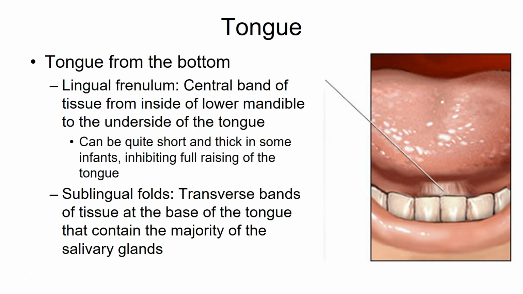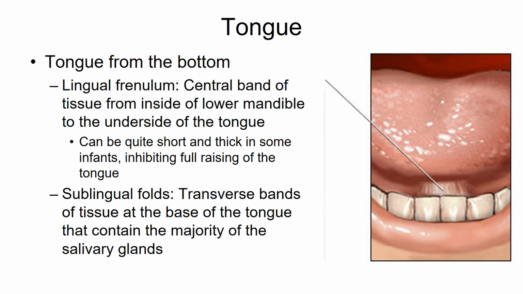Looking at the tongue from below, one landmark is the lingual frenulum, a band of tissue that runs from inside the lower mandible and connects to the underside of the tongue. In rare cases, it can be short and thick, inhibiting full raising of the tongue and causing problems with speech production, so that can be cut surgically to solve that problem.